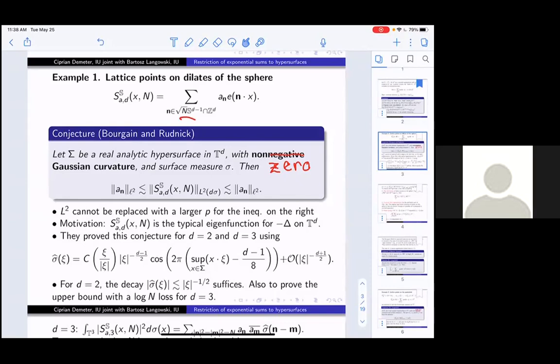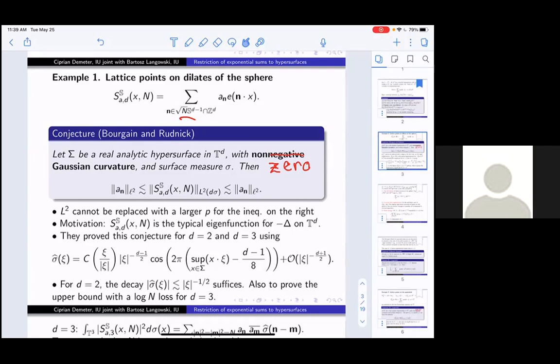Now, the first observation is that the big L2 cannot be replaced with a larger P if you insist on the inequality on the right holding true. You can make P larger for the left inequality, because the LP norm, as explained earlier, only gets larger. But there's a simple example that shows that the inequality on the right really needs L2. So that's something to keep in mind for the other examples that we will discuss. So, all right, it's L2.